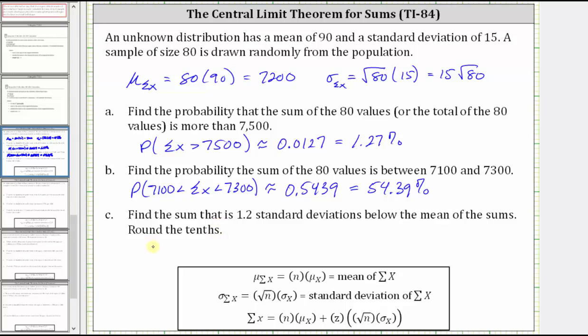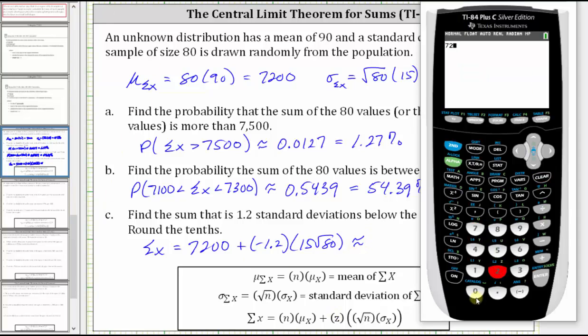So the sum we are looking for, the sum of x, is equal to the mean of the sum, which is 7,200. This is the expected value, plus the z-score, which is negative 1.2 because the sum is 1.2 standard deviations below the mean, times the standard deviation of the sums, which is 15 square root 80. And the same formula is given here below. And now we'll go to the calculator and get our decimal approximation.